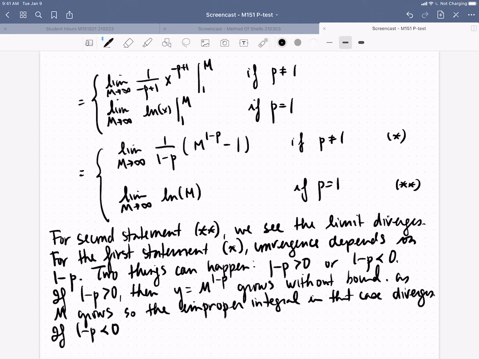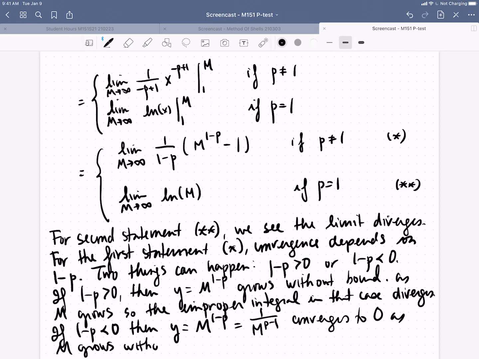If 1 minus p is less than 0, then y equals m to the 1 minus p is 1 over m to the p minus 1, and p minus 1 is positive, so this converges to 0 as m grows without bound. So the improper integral converges.